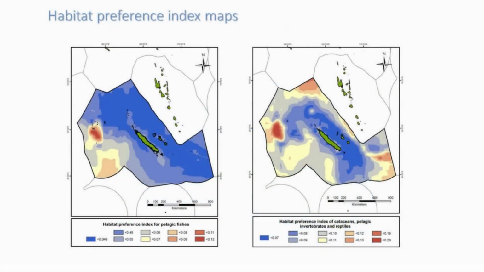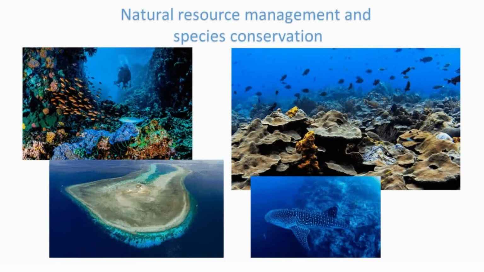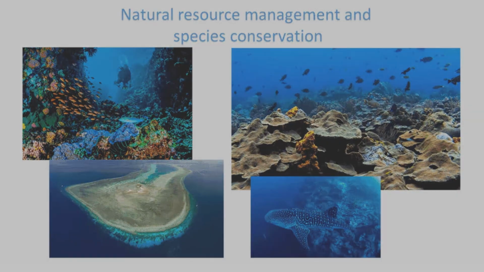Habitat preference index maps can also be shown using the Simpson's index formula. Also, range rarity can be computed to show the endemicity or rarity of species in a particular area or MPA. Biodiversity information is helpful in natural resource management, habitat protection and in species conservation.